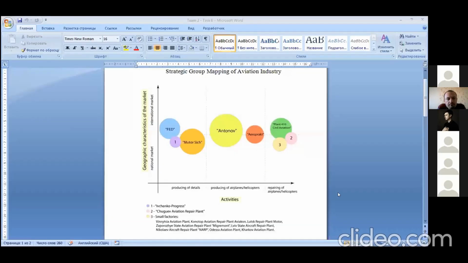So your mistake is that, for example, Antonov and Aeropark, according to your strategic group mapping, are from one strategic group. And generally, it is a big mistake that all your strategic groups are situated in the middle. Have you got the idea?